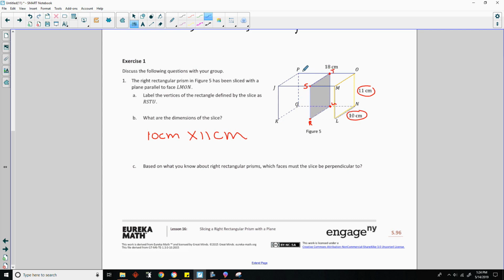So let's start with the top. It doesn't matter how you name these, as long as when you start at a point, you go around it, you can't cut across. So POMJ is 1. That's the top. It is perpendicular to the top. It's perpendicular to the bottom, QNLK. It is perpendicular to the back, PONQ. And it is perpendicular to the front here, which is JKLM.